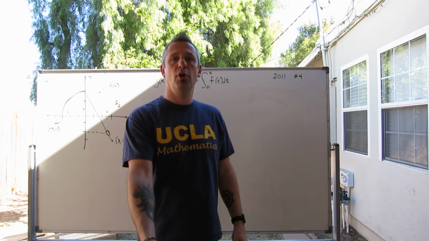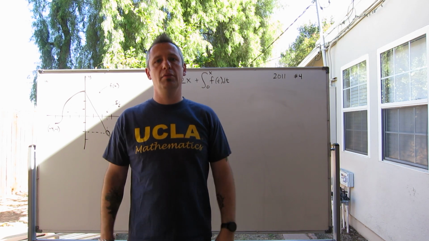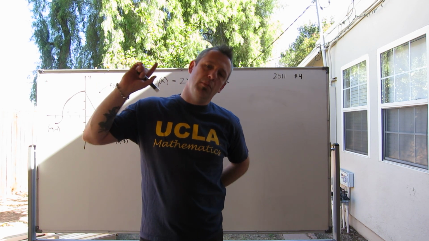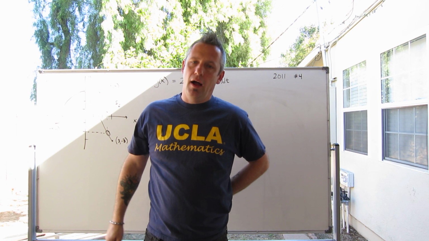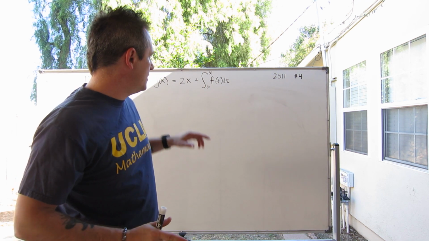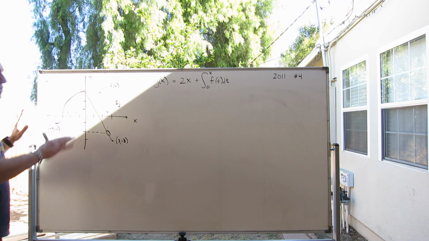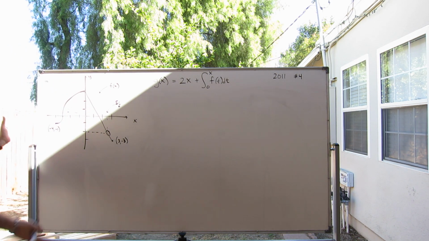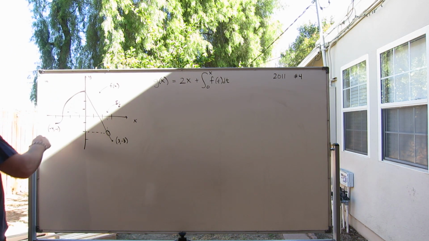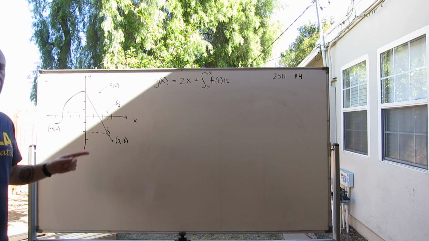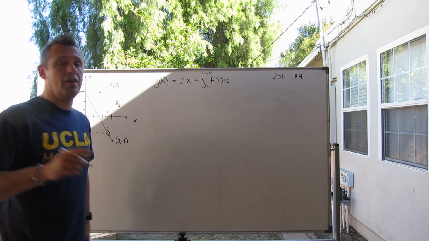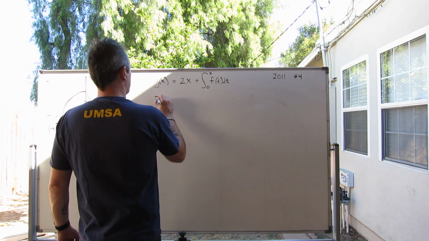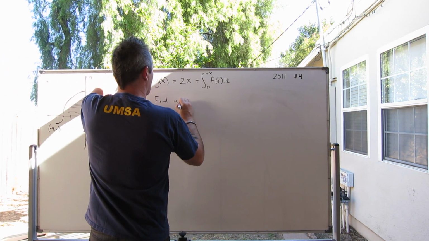Here we are tackling part D of the 2011 BC Calculus exam number 4. In part D, we are asked to look at this function. We're actually not going to use the g that we had been using previously. Here we're just going to look at the function f of x, defined by these two quarter circles and then a straight line. And it says to find the average value, the average rate of change.